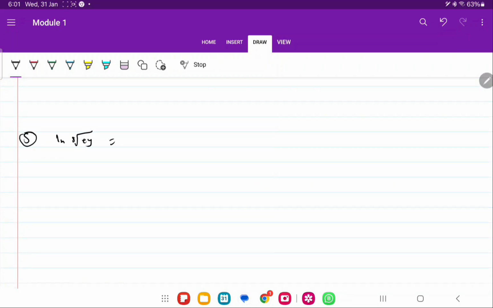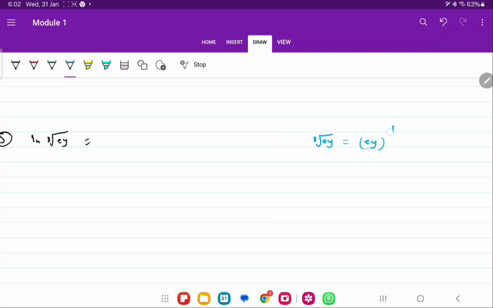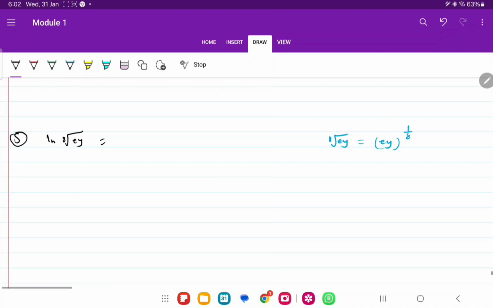Here I have to expand the ln of the 8th root of e times y. Now, there's another way for me to express the 8th root of e times y. Remember our laws of indices. The 8th root of e times y is also equal to e times y all raised to what power? 1/8. So therefore, the ln of the 8th root of e times y is also the same as the ln of e times y raised to the power of 1/8.